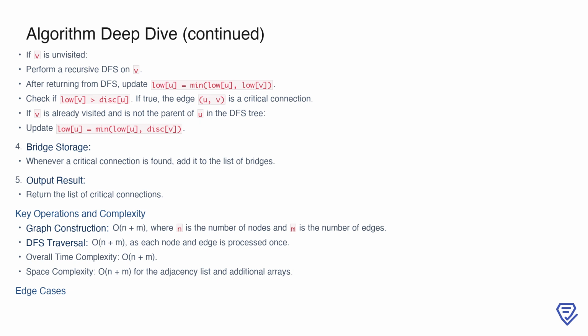On the other hand, if V has already been visited and is not the parent of U in the DFS tree, we update the lowest point of U to the minimum of its current value and the discovery time of V.